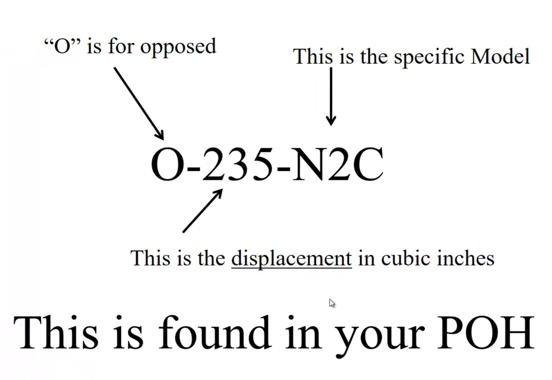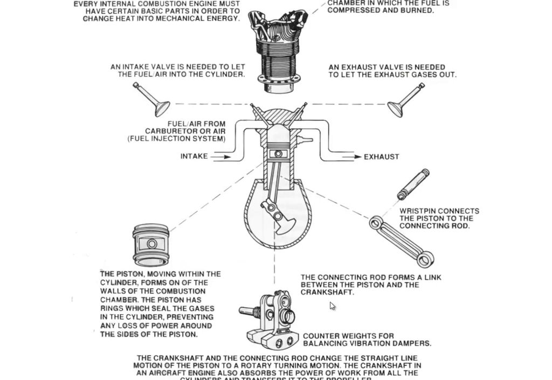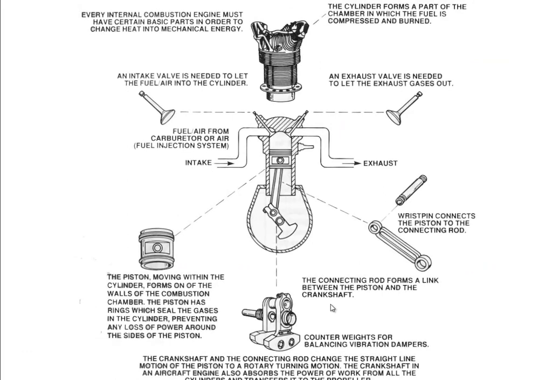All of that is found in your pilot operating handbook, also known as the Pilot Information Manual. One of the first things you ought to do in this class is look up everything that you can find in your POH about the engine on your aircraft. So let's talk just a little bit about how these engines are put together, and we'll go into much more detail as we go on this term. But this is just going to be a brief overview of the big pieces.